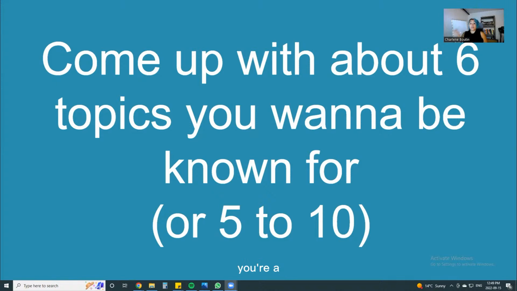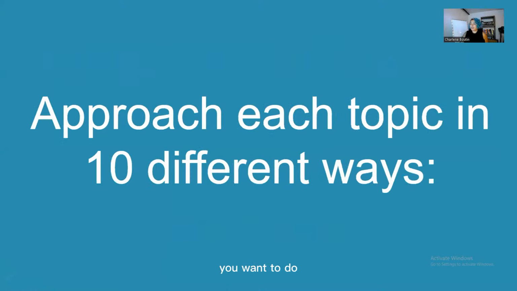So let's say you're a brand strategist and you may want to choose 6 topics like tone of voice, visual identity, developing your unique brand, designing in Canva, scaling content creation while staying on brand, and color theory. So those could be your 6 topics. Now, once you have your topics, between 5 to 10, and for this example, we're going with 6, the next thing you want to do is approach each of these 6 topics in 10 different ways. And I'm going to walk you through each one.